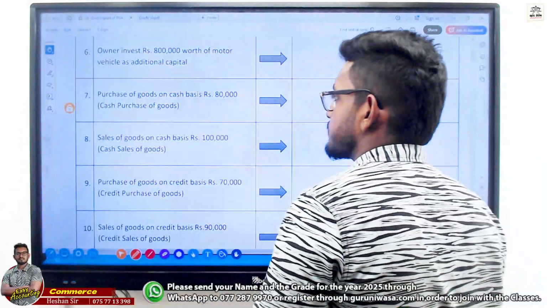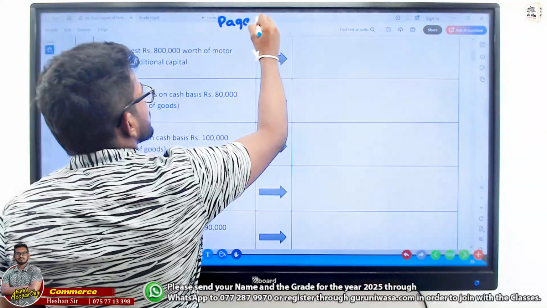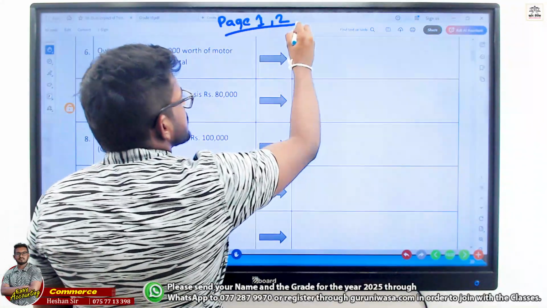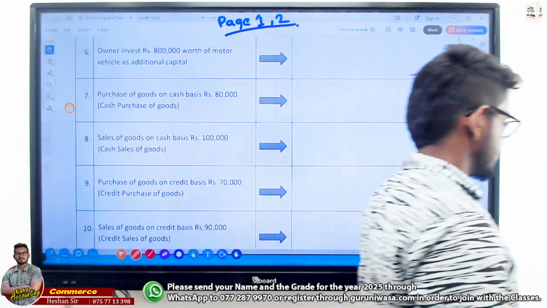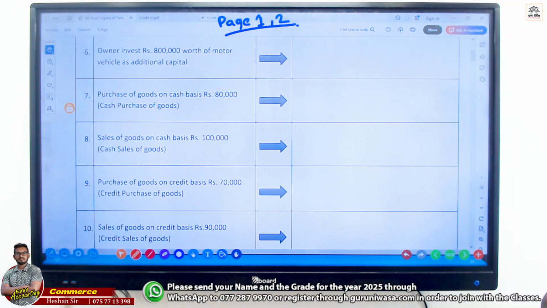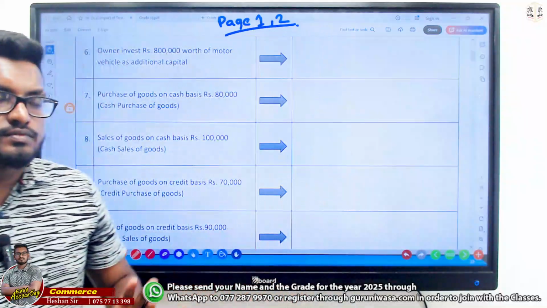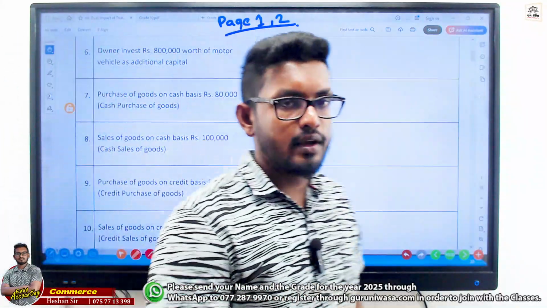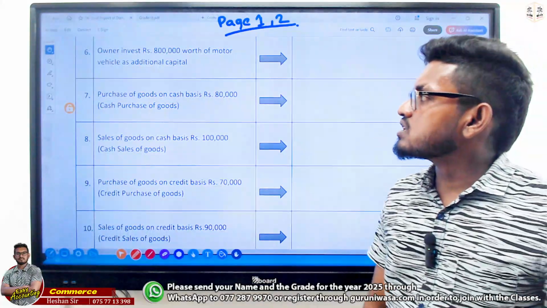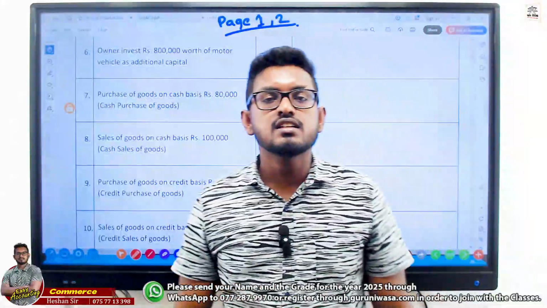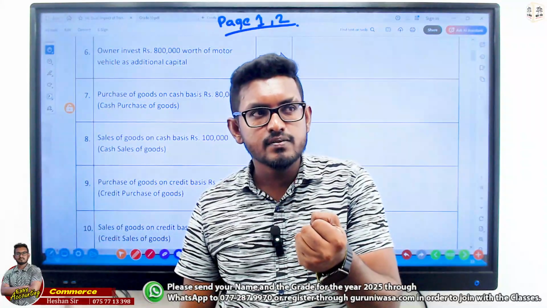Number 6. This is the first chart, page number 102. Okay, guys? Let's see. Now I want your answers. Just think using this. Owner invested 800,000 worth of motor vehicle as additional capital. What does the business get? Motor vehicle. Clear to you guys? Right?